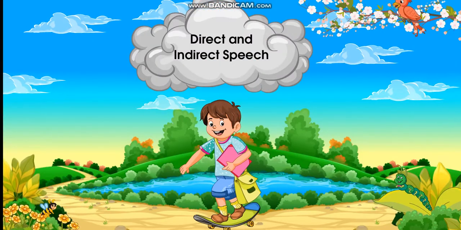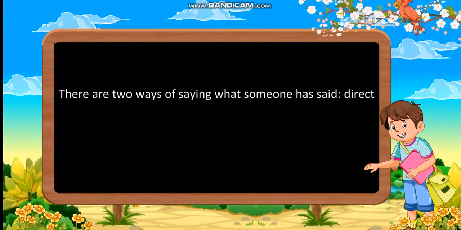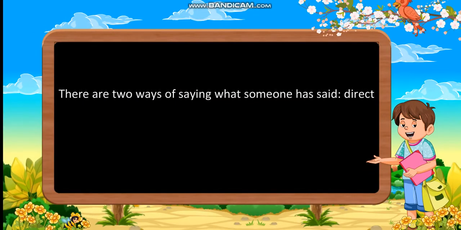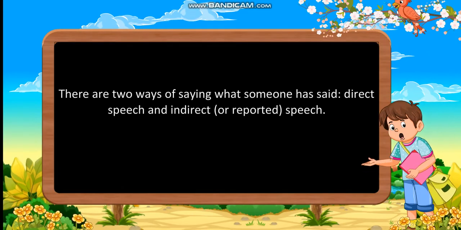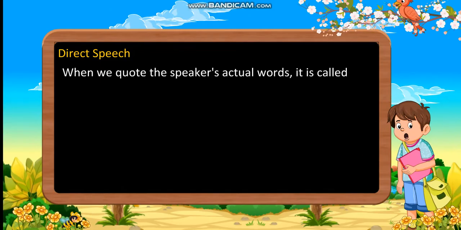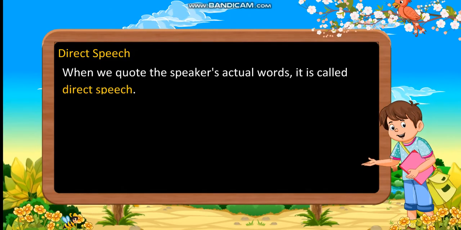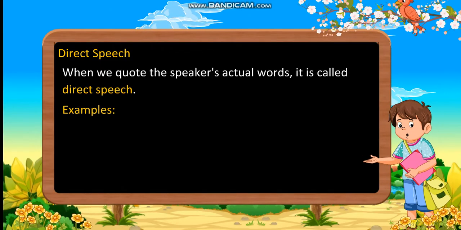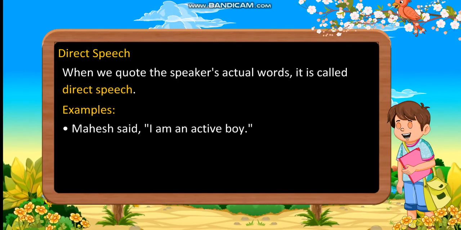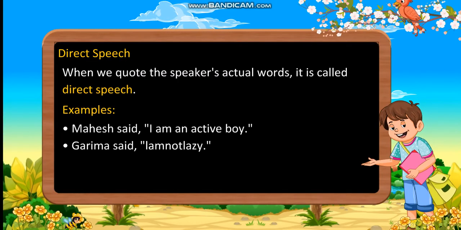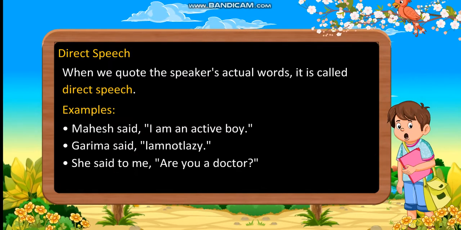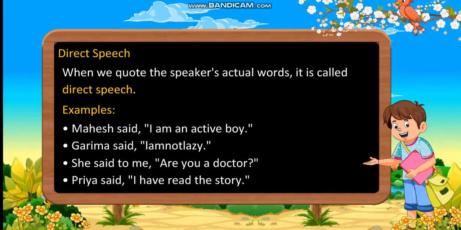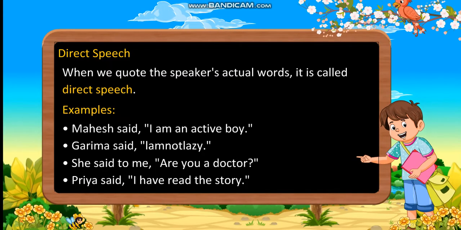Direct and indirect speech. There are two ways of saying what someone has said: direct speech and indirect or reported speech. Direct speech. When we quote the speaker's actual words, it is called direct speech. Examples: Mahesh said, "I am an active boy." Garima said, "I am not lazy." She said to me, "Are you a doctor?" Priya said, "I have read the story."